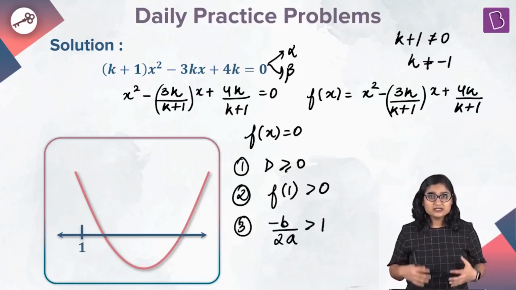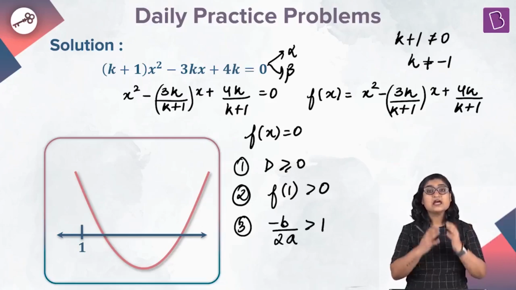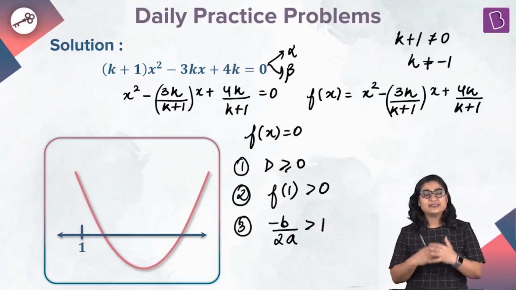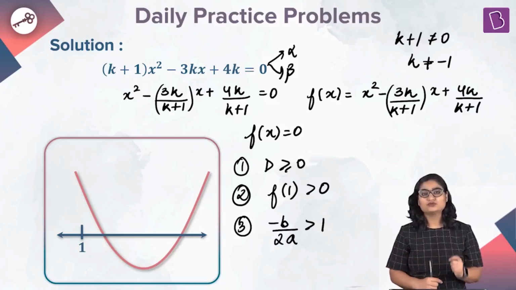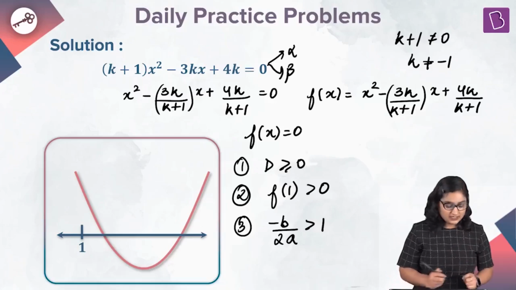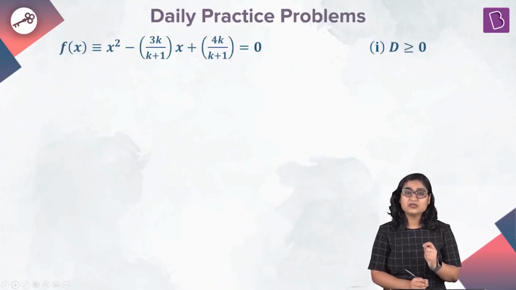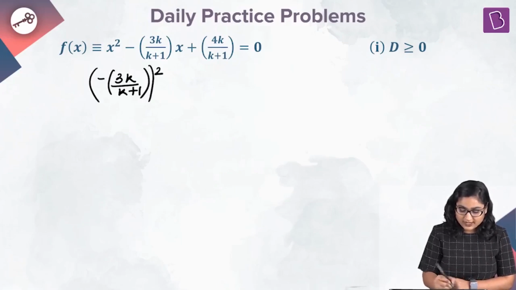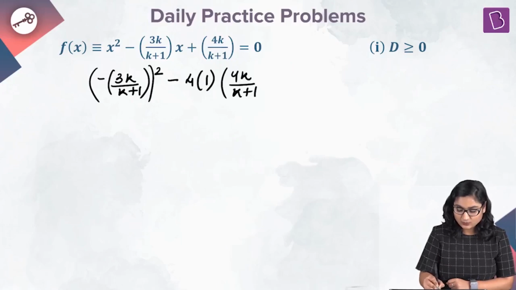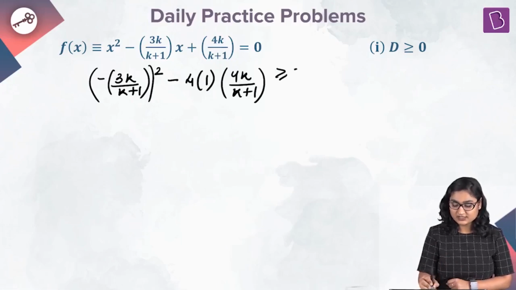Once we solve these three conditions, once we solve these three inequalities, we have to take the intersection at the end to find out the final range of k for which both the roots of the equation f of x equal to 0 are greater than 1. All right. So starting with the first condition, D should be greater than equal to 0. What we'll get is negative of 3k divided by k plus 1 the whole square, all right, minus 4 times 1 times 4k divided by k plus 1, and this whole expression should be greater than equal to 0.